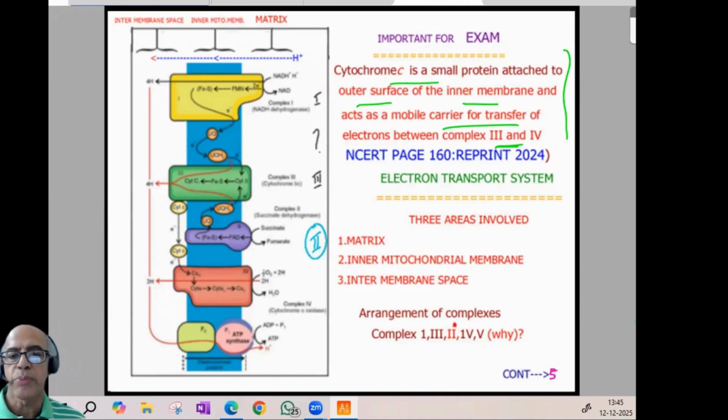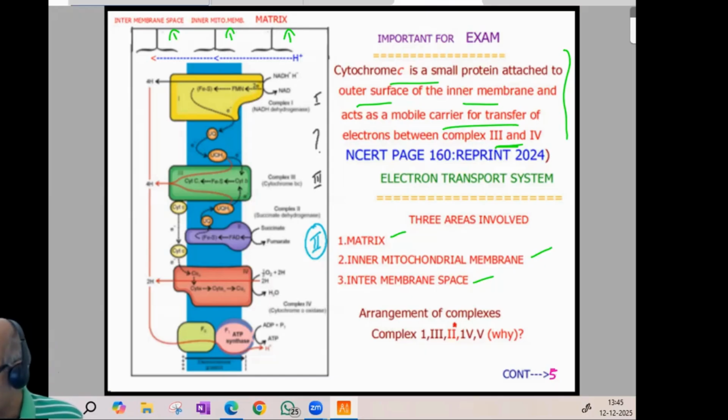Now comes the electron transport system. Three areas are involved: the matrix, the inner mitochondrial membrane, and the intermembrane space, the gap between the 2 membranes. Specific areas are given there. I think the page is clear.